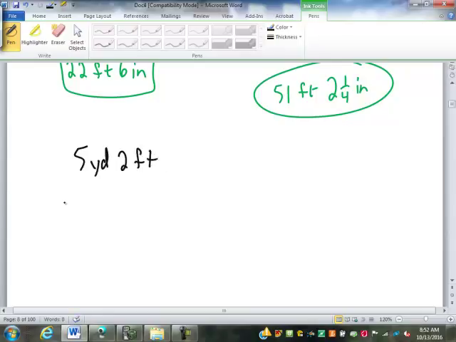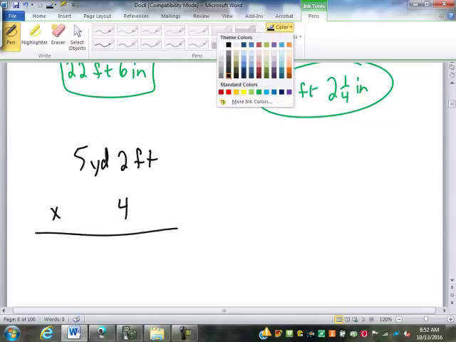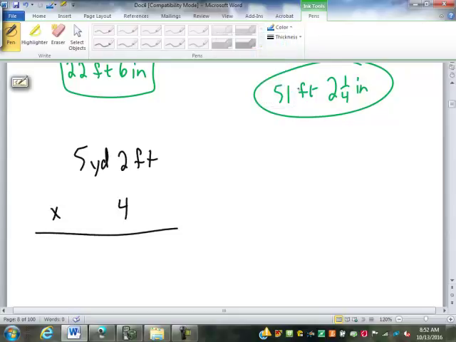If I have something that's 5 yards and 2 feet, I'm going to multiply by 4. I need 4 of them that length. My total length will be, well, 2 feet times 4 is 8 feet. Can I get a full yard out of that? How many feet are in a yard? 3. I can get 2 yards out of that. 2 yards would be how many feet? 6. 2 times 3 is 6. So that means there's 2 feet left over.